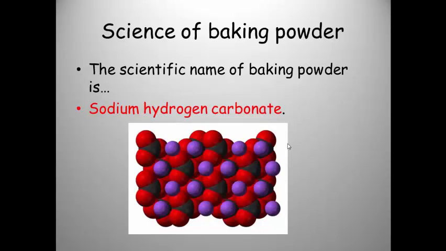Now the scientific name that you need to know for baking powder is sodium hydrogen carbonate. Obviously the purple ones are sodium. You've got the carbon and the oxygens right there. Not sure where the hydrogens are in this diagram, but that's the chemical name of baking powder, and you need to know it: sodium hydrogen carbonate.